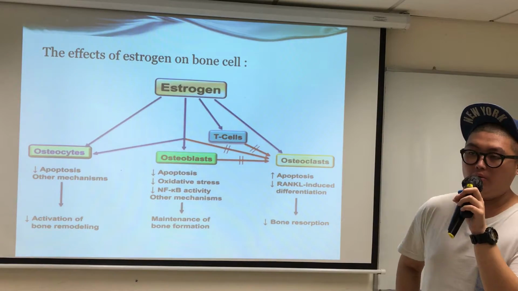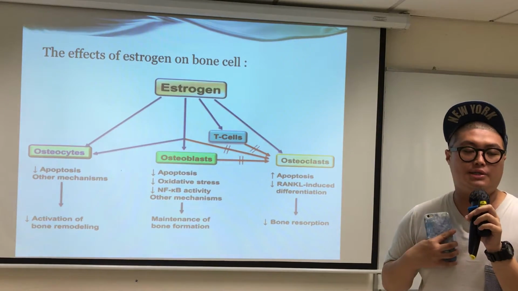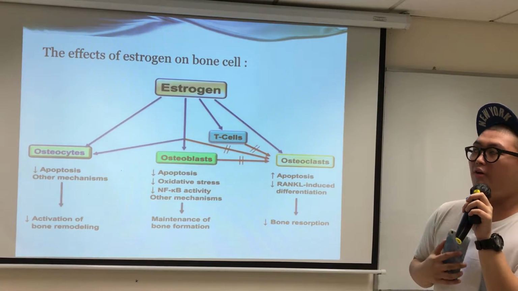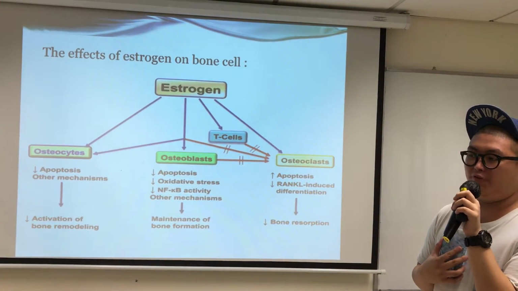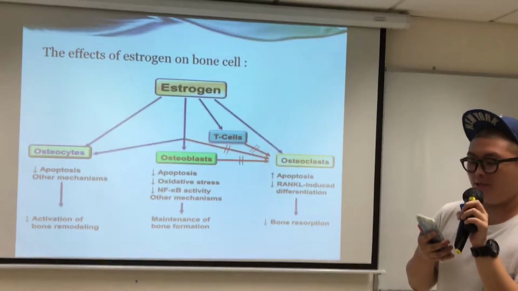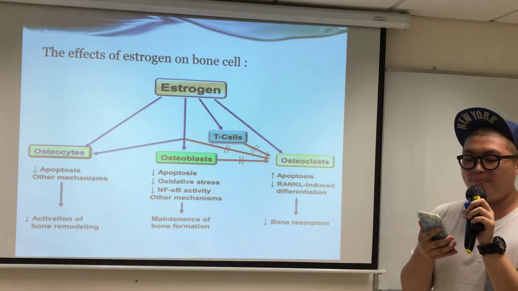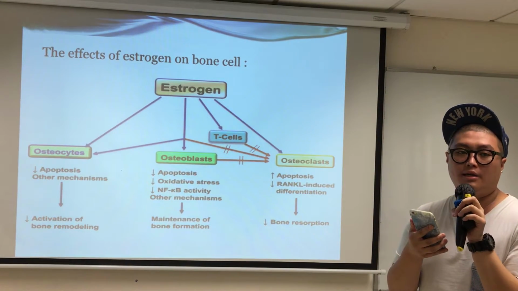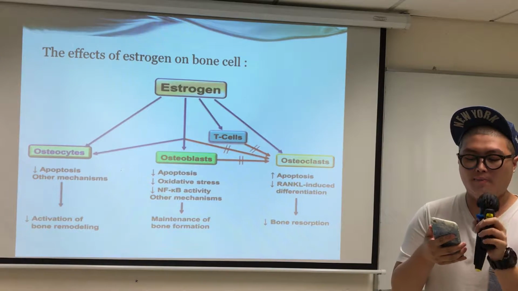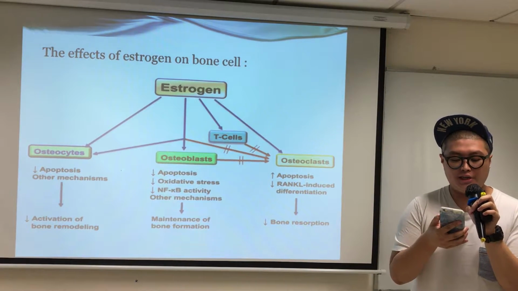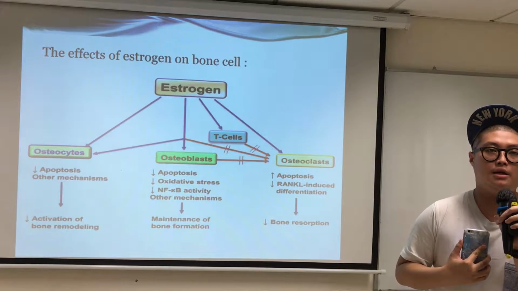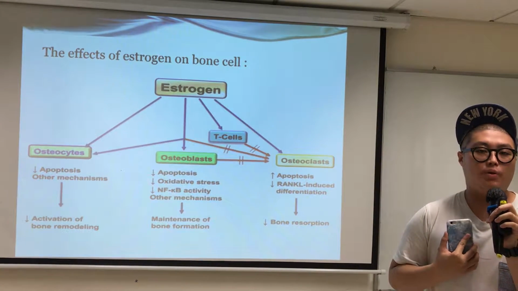Let's talk about why estrogen is so important for the health of bone in a woman. There are four major functions of estrogen on three types of bone cells: osteocytes, osteoblasts, and osteoclasts. The first function is to inhibit the activation of bone remodeling and the initiation of new basic multicellular units, BMUs. The second is to inhibit differentiation and promote apoptosis of osteoclasts in order to maintain bone mass by lowering the bone resorption rate.